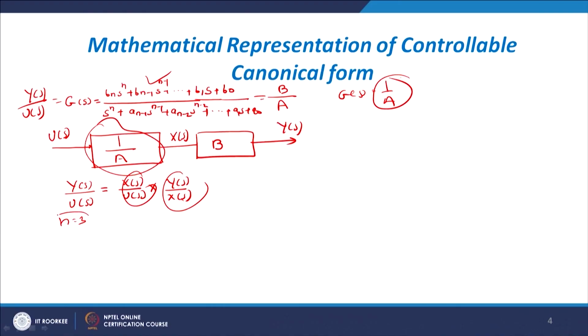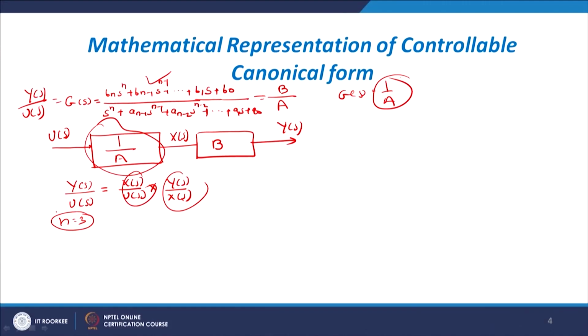that is the controllable canonical form of model when zeros are present. But if you take nth order, sometimes it is difficult to understand. Therefore, for understanding purpose, what I am doing here? I am taking only n equals 3. N is the order of the plant, I will take n equals 3.